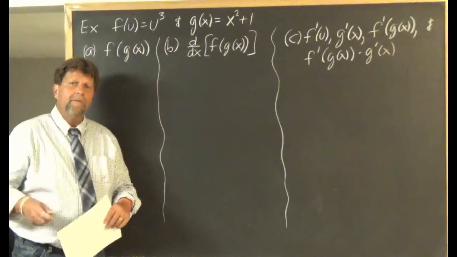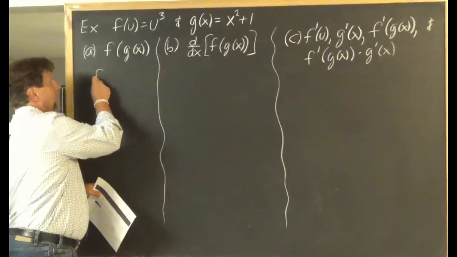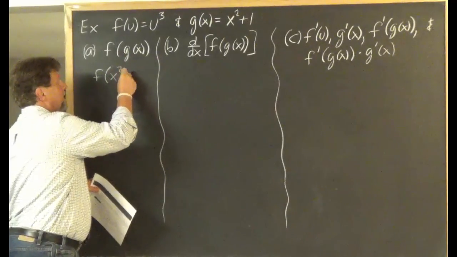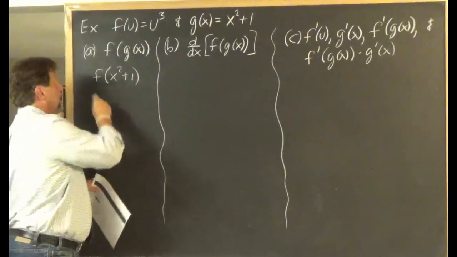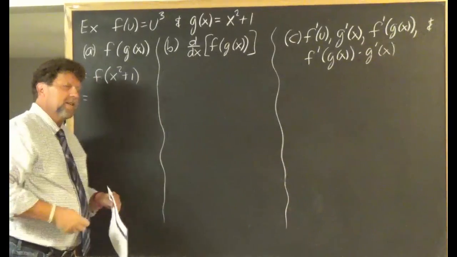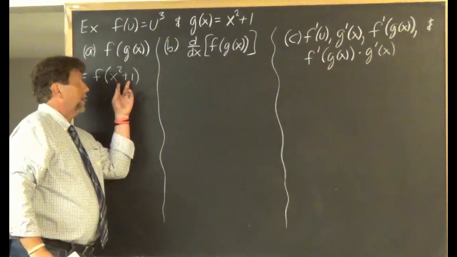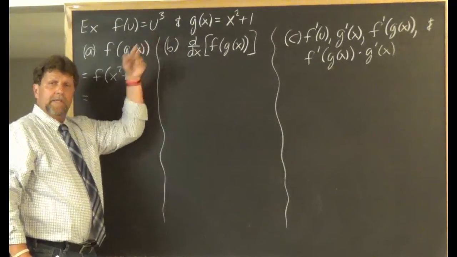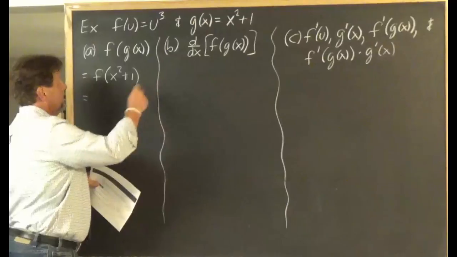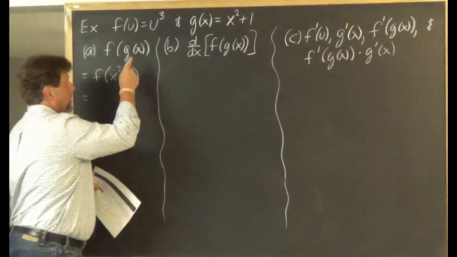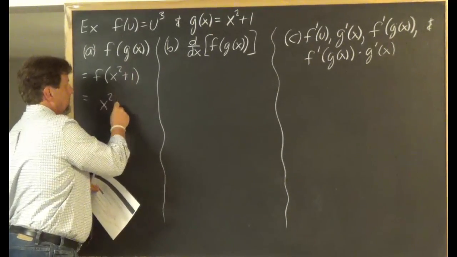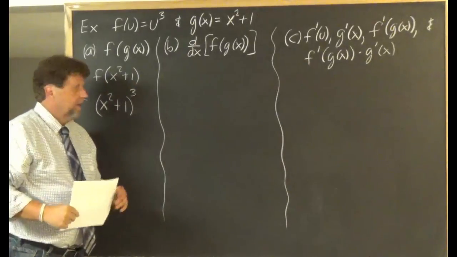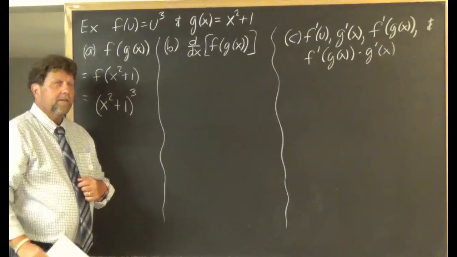So remember, to do f of g of x, that would be f of g of x, which is x squared plus 1. And then for f of x squared plus 1, we're going to take x squared plus 1 and toss it in here for the u. That's how you evaluate a function. So we get f of x squared plus 1 is x squared plus 1 quantity cubed. So that's f of g of x.